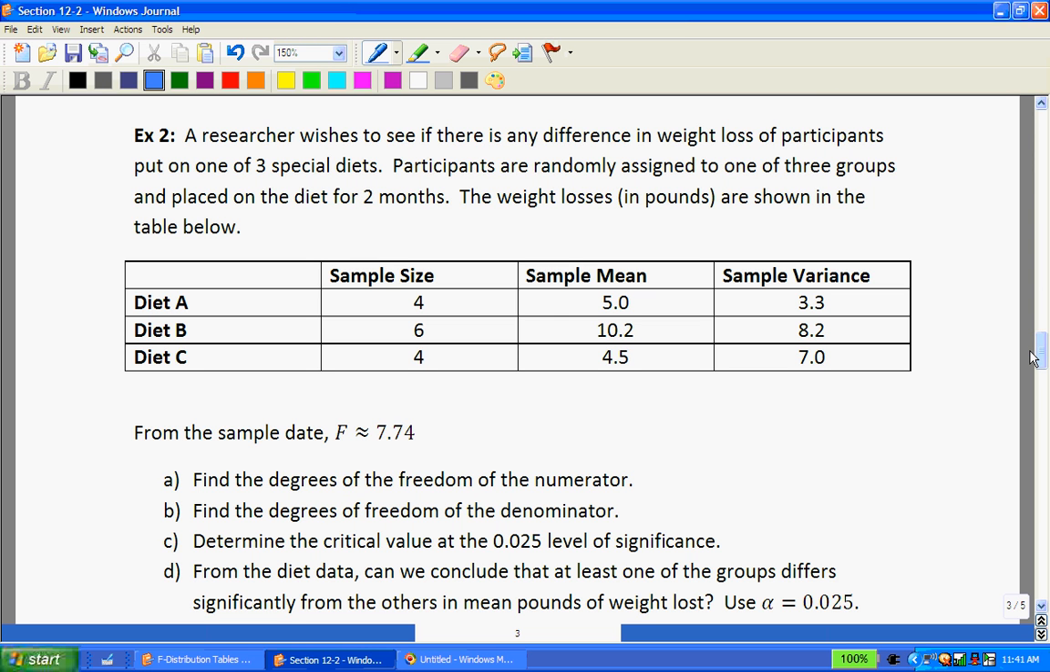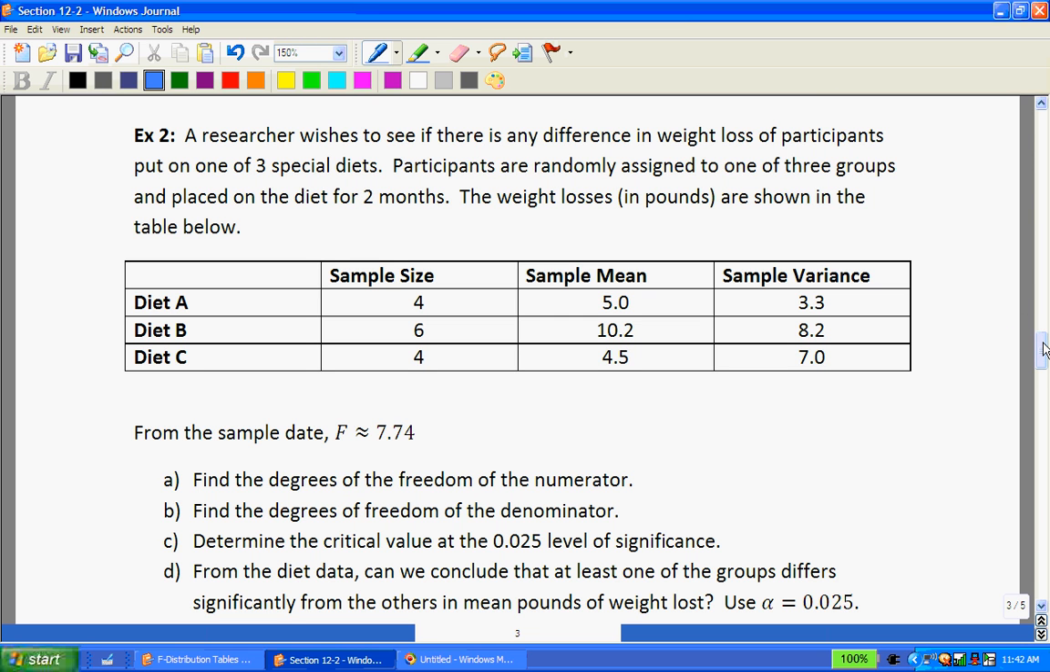A researcher wishes to see if there is any difference in weight loss if participants put on one of 3 special diets. Participants are randomly assigned to one of 3 groups and placed on the diet for 2 months. The weight losses in pounds are shown in the table below. More specifically, this is a summary of the weight loss. So we're not given the raw data here. We're told what happened to the participants in diet A, diet B, and diet C, and all we know are the mean and the variance. So A, we had 4 people who participated. The average weight loss was 5 pounds, and the variance was 3.3 pounds.